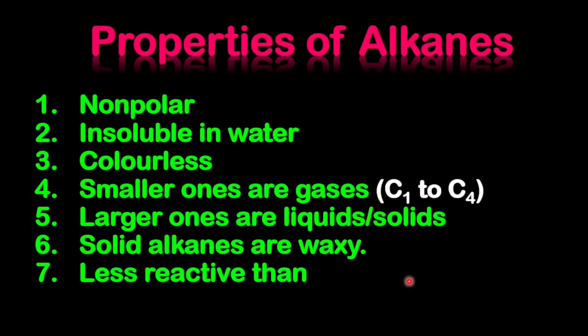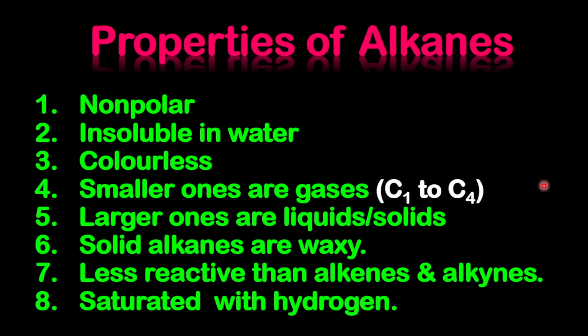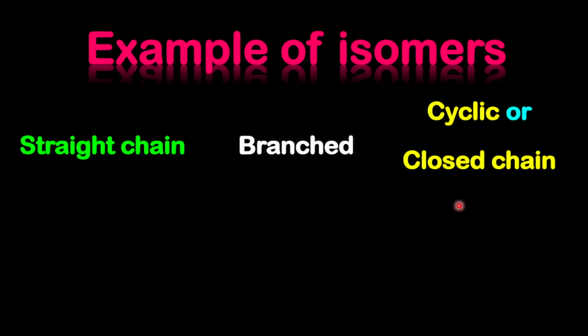Alkanes are less reactive than alkenes and alkynes. And the key word you need to know about alkanes is that they are saturated. We use them as saturated hydrocarbons. They're full with hydrogen, so they are saturated hydrocarbons, right? All right, let's quickly jump into alkenes, but isomers first, then we'll go to alkenes.